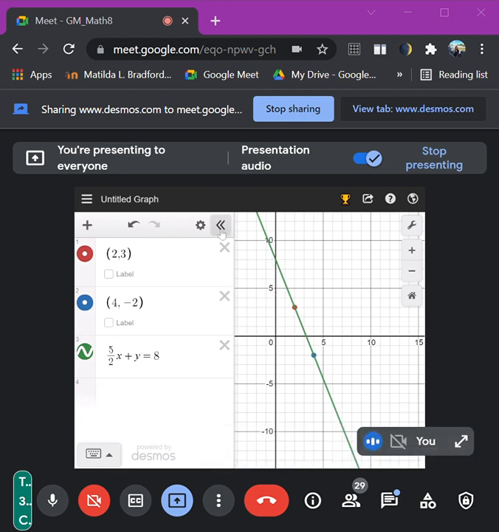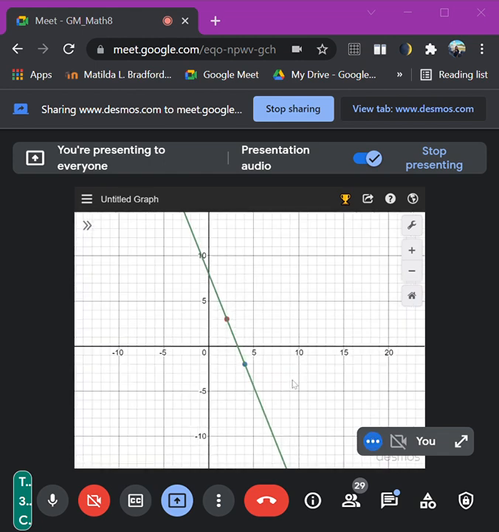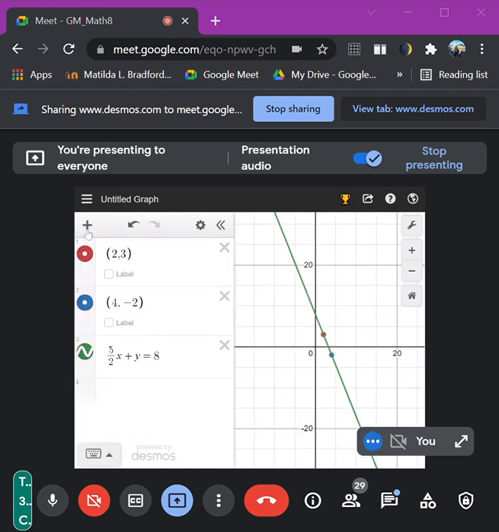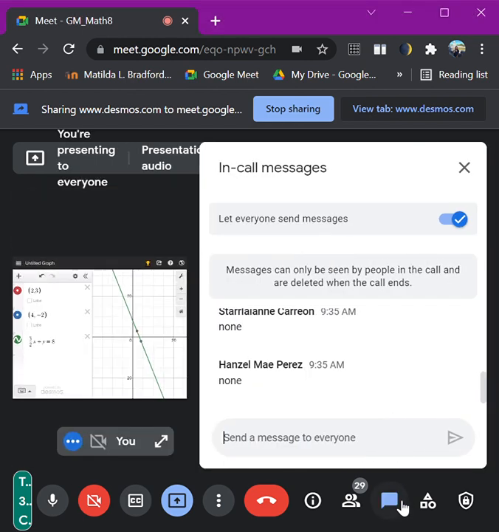So, makita na nato siya diri. This one. Diba? Ni-touch siya sa atoang duha ka points. Okay, questions, class, clarifications, violent reactions for our example number 1. Or our situation number 1. Wala ra? Okay.